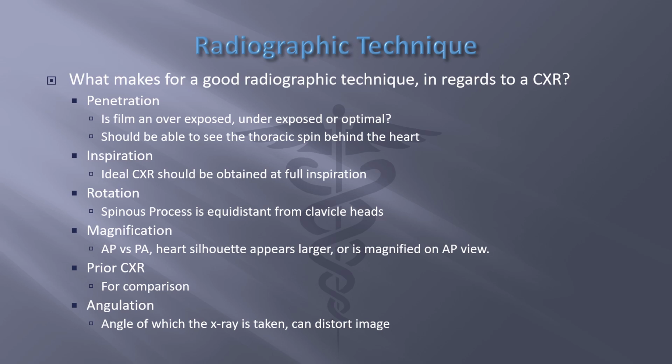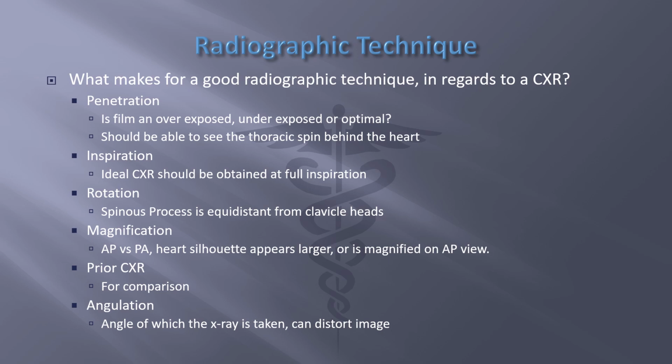So one of the things we do first when we look at an image is ask, is the penetration good? Is the film overexposed or underexposed? And we'll take a look at some images. We should be able to see the thoracic spine behind the heart, or through the heart silhouette. Also, is there good inspiration? A good radiology tech will say, take a deep breath and hold, and watch the patient take a deep breath and click the image. If the patient is sedated on a ventilator, they'll wait until a mechanical breath is given and see their chest rise. And when the chest rises to the fullest, they'll click the image.